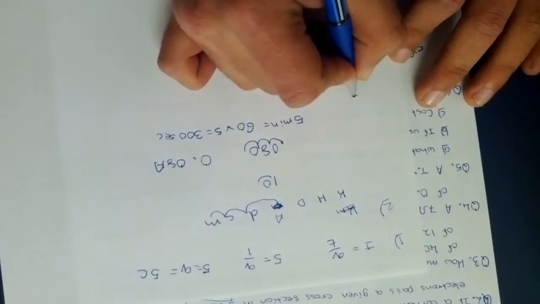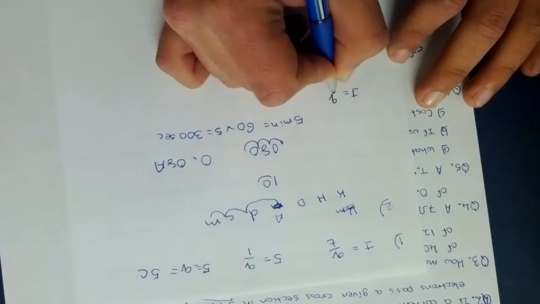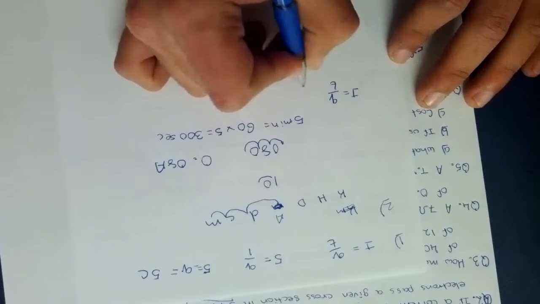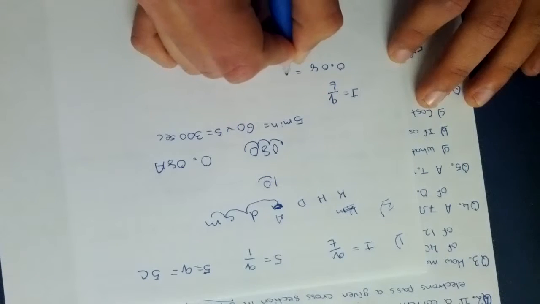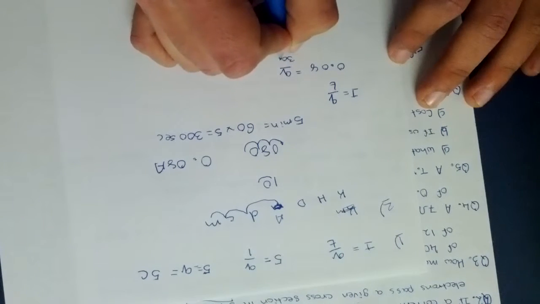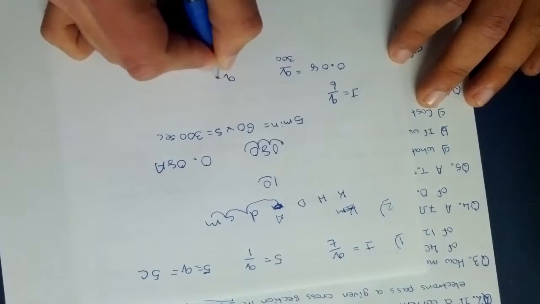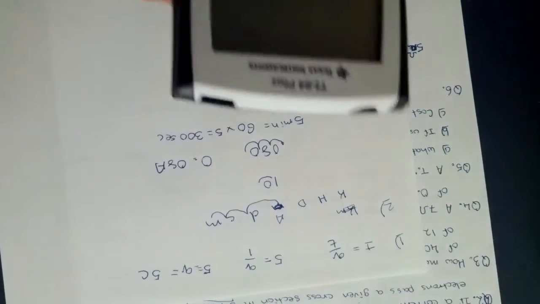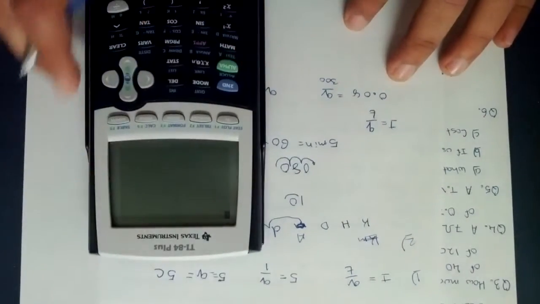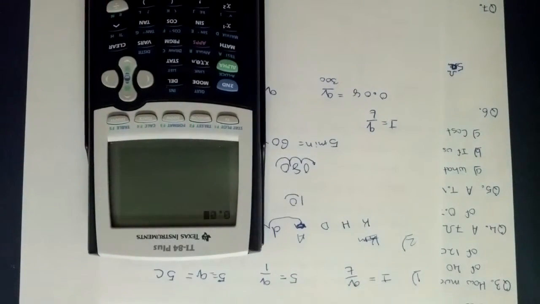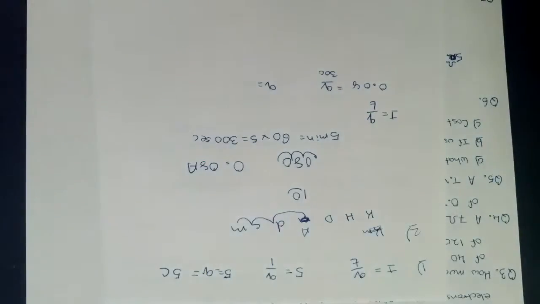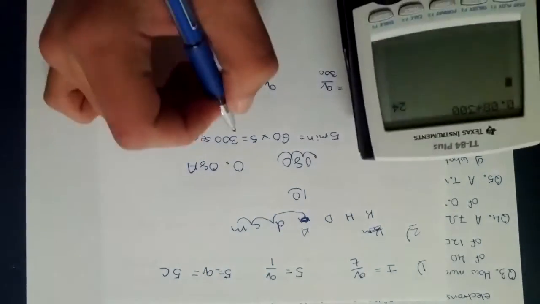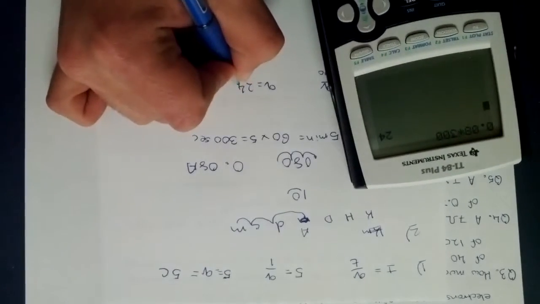So I equals Q over T. So 0.08 equals Q over 300. And solve for Q, so Q equals, and I'm just going to multiply 0.08 times 300. So that's 24, and that would be 24 coulombs.